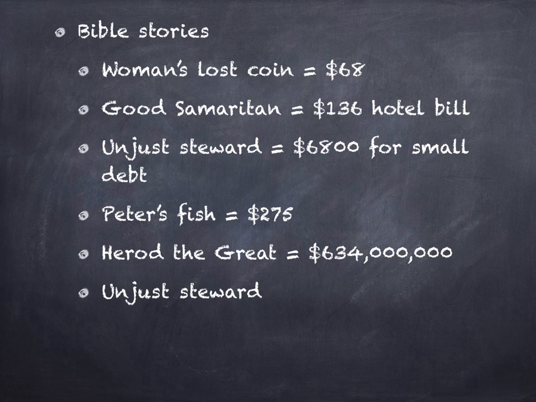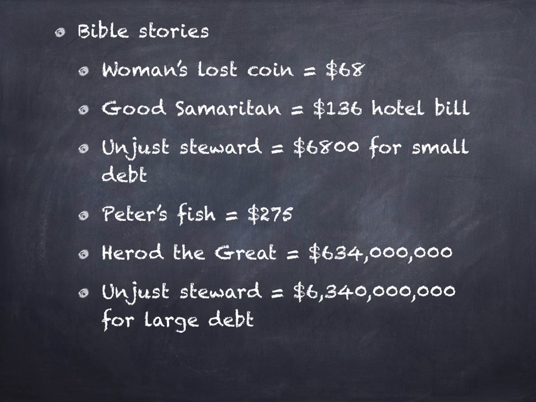And this one's even more amazing. The unjust steward who had the large debt, that was actually a $6,340 million debt that he got forgiven, and then he turns around and beats up the other guy for a $6,800 debt. If somebody's just forgiving you $6 billion, you should be gracious enough to ignore a $6,000 debt, or $7,000 debt, rounding off. But anyway, which is Jesus' whole point: if you have been forgiven, you need to forgive.